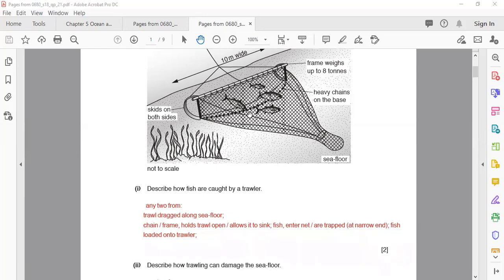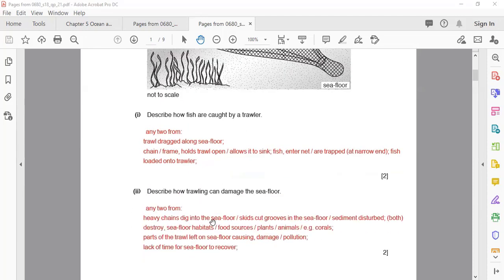Yes. Okay, they're saying describe how trawling can damage the sea floor. How can it damage, what happens to the seabed? Because I told you the seabed is a habitat for a lot of organisms, and also small rocks are there. When you use this net, it will erode, move and damage them. So maybe the animals will lose their habitat completely. Yes. Heavy chain dug into the sea, scraping the seafloor, sediment disturbed, destroyed seafloor habitat. Sometimes plants are disturbed like this. Understand? Yes.